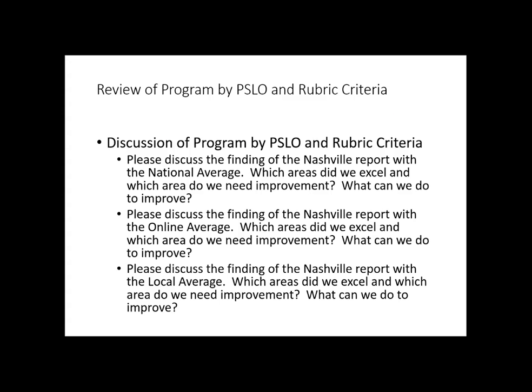Now for our exercise. We're going to discuss the PSLO and rubric criteria from the data that has been gathered. What I'd like you to do at this time is to discuss the findings from the national report and compare and contrast that with the national average as well as the online and the local averages. Identify which areas you feel we excelled in and which areas we need to improve, and what we can do to improve.